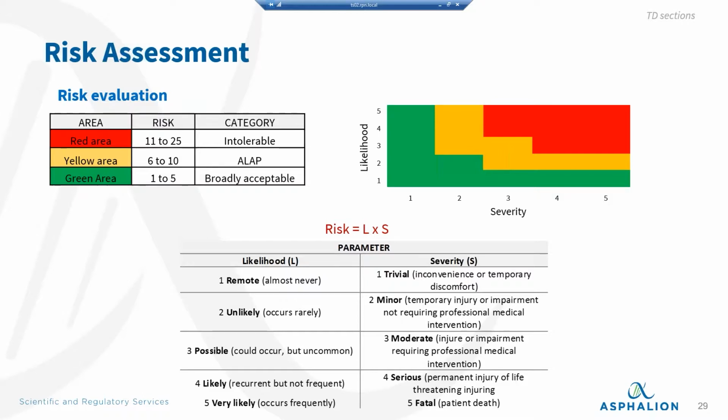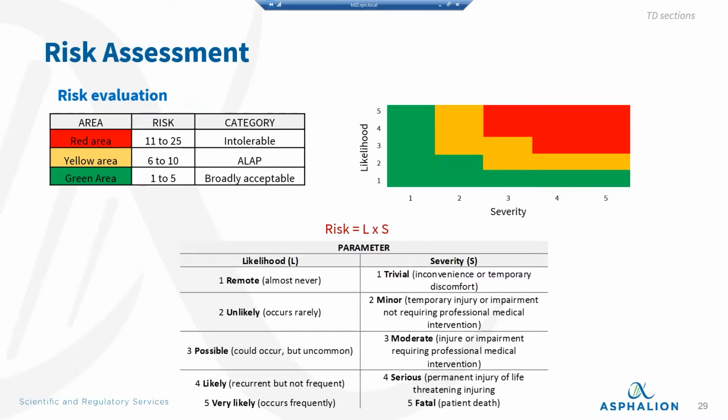Okay, and next what we do is we assign likelihood to these risks. For instance, if it's a risk that is not likely to happen at all, you would give it a 1, that's remote. It almost never happens. But on the other hand, if it's something that happens very often, because you found out that this risk happened very often according to your testing, you will give it a score of 5.